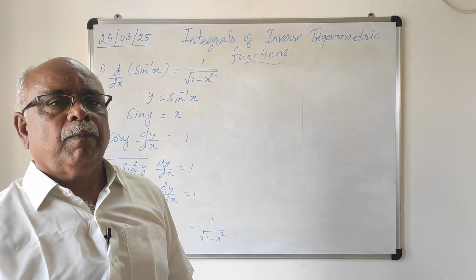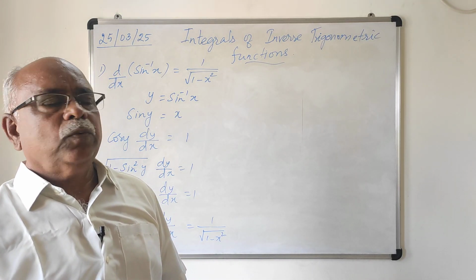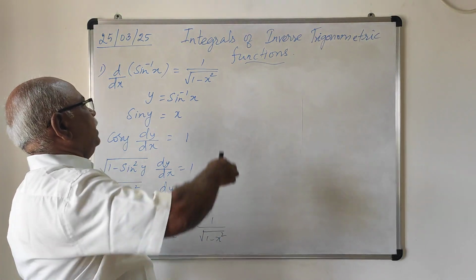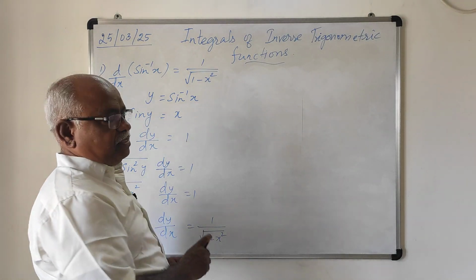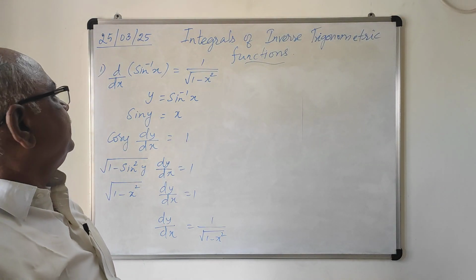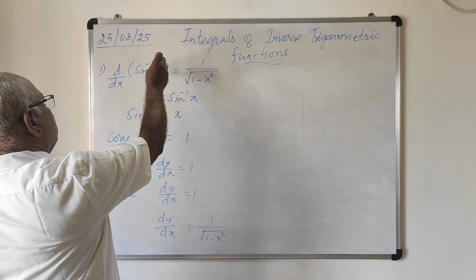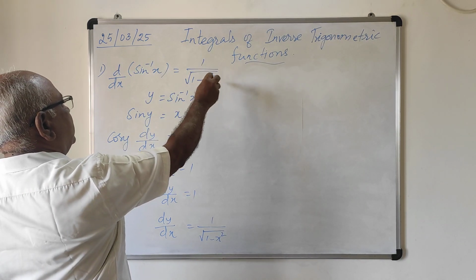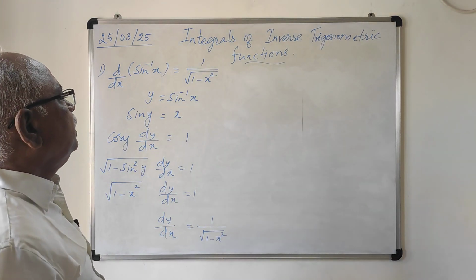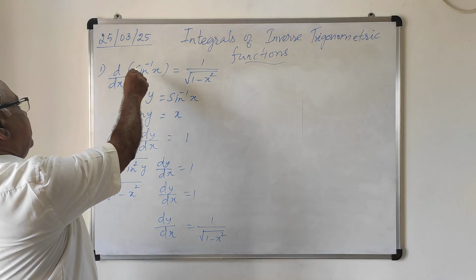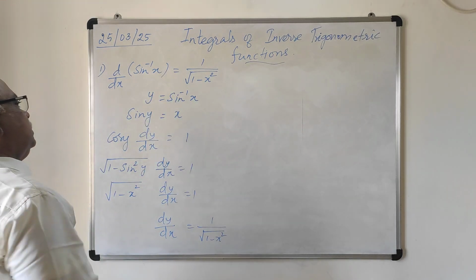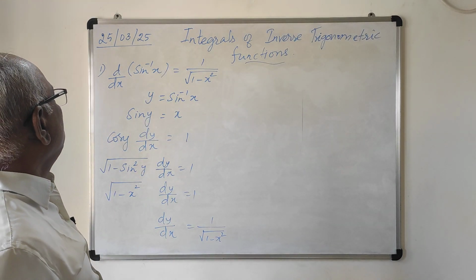My dear students, in this video I am going to introduce the integrals of inverse trigonometric functions. Example: derivative of sin inverse x equal to 1 by root of 1 minus x square. That is, d by dx of sin inverse x is equal to 1 by root of 1 minus x square. That's what we have to prove.